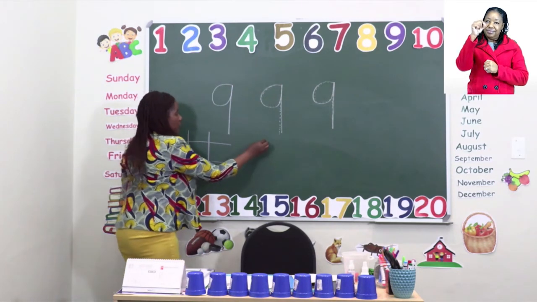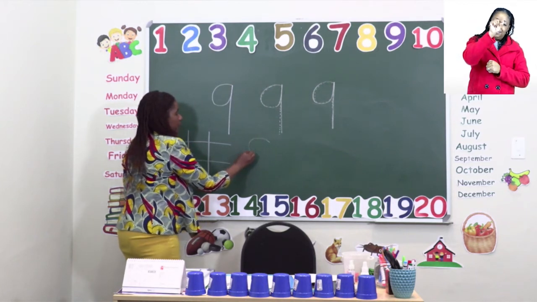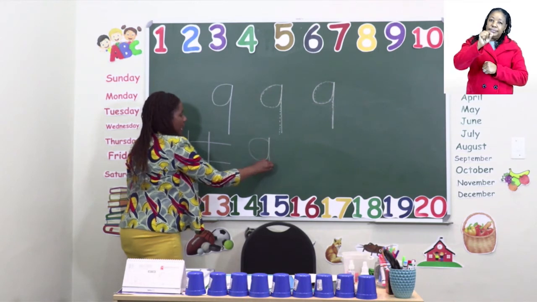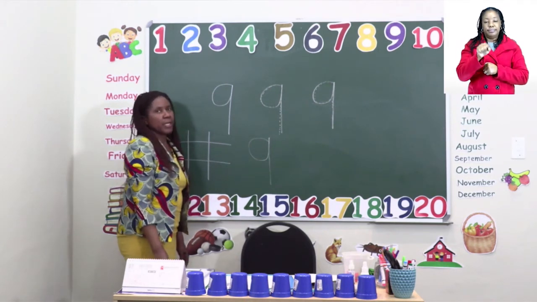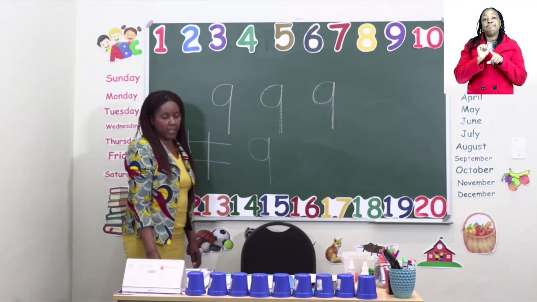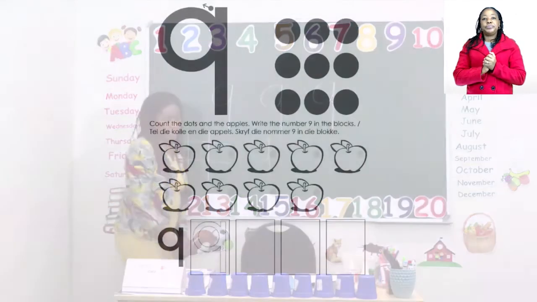Let's do it once more. Round, up, straight down. That's how we form number 9. Well done. Let's move back over to our booklet on page 3.